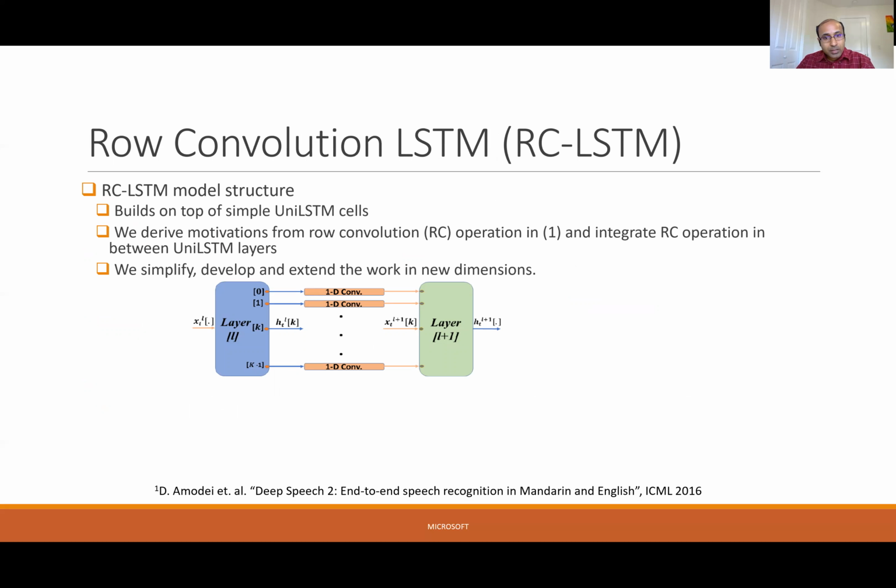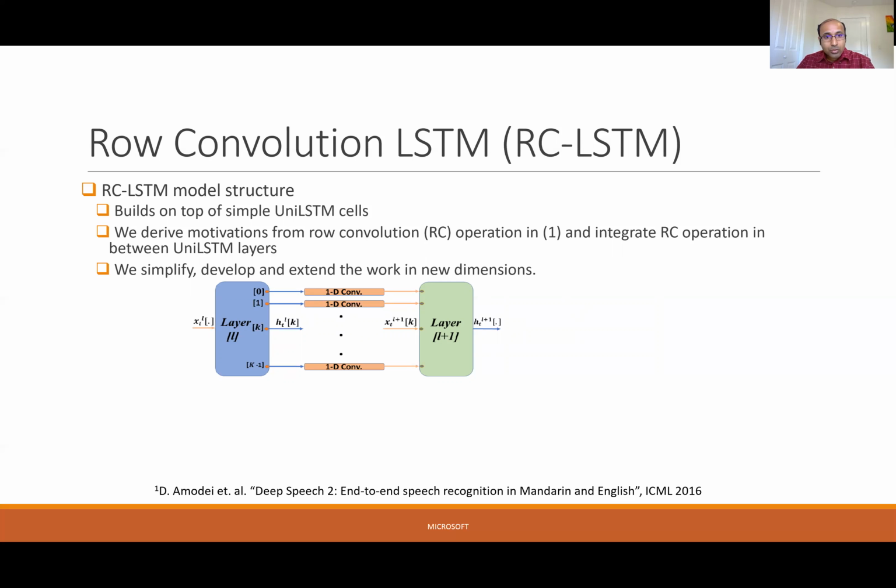Now, this is a quick description of the RC-LSTM model. This builds on a simple uni-LSTM model structure. And the key motivation for RC for our work is derived from a prior work in Deep Speech 2, where the row convolution operation was proposed and integrated in the model presented in the Deep Speech 2 work. Here we borrow the core RC operation and apply that to a purely uni-LSTM model.